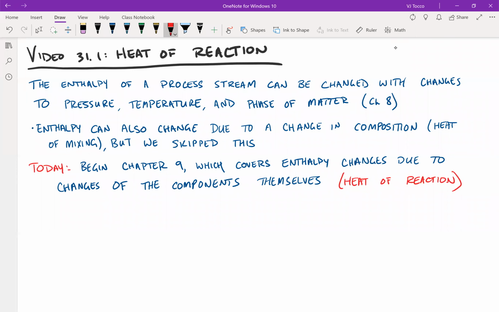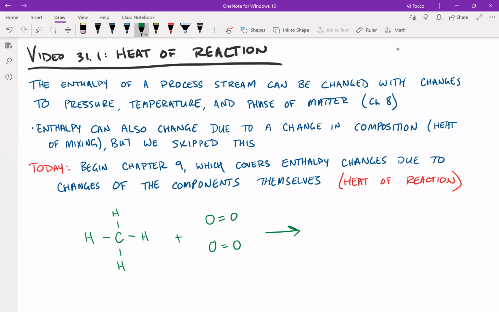In today's class, we're going to start Chapter 9, and that will cover the enthalpy change due to a change in the identity of the components themselves. We call that a heat of reaction. The heat of reaction comes about because there's energy that is required to break chemical bonds and energy that gets released when new chemical bonds are formed.